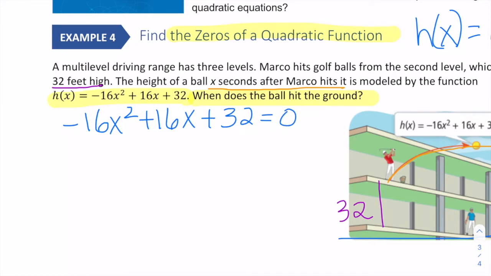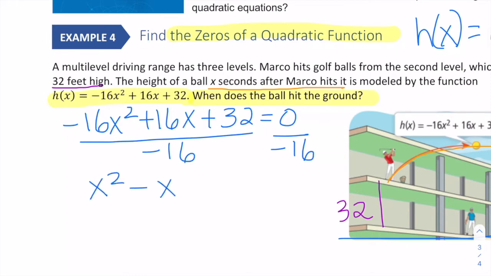Now, the next step is to factor, but there's also a GCF in here. We can divide each term by negative 16. So if I divide both sides by negative 16, and I can do that because it's an equality, we don't need to just factor it, right? I can divide both sides by the same number. So I'll have x squared minus x minus 2 equals 0.